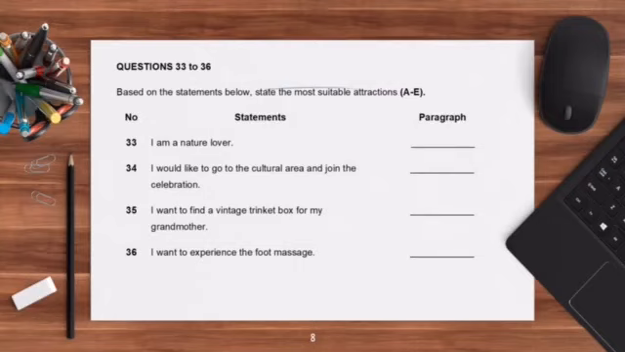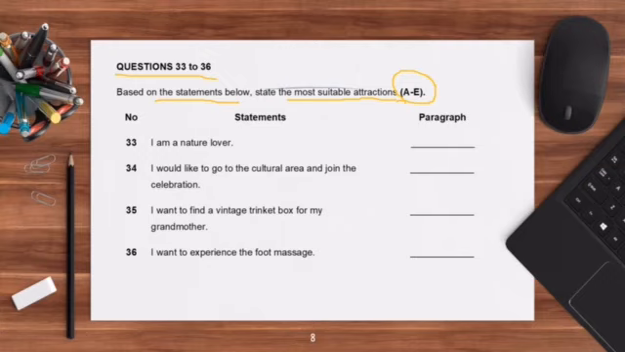Okay, now let's look at the questions for number 33 until 36. Based on the statements below, state the most suitable attractions. And then it is stated here in the bracket here, A until E. So this is actually a hint for you, okay, a clue for you on how to write your answer. So let's look at the question.